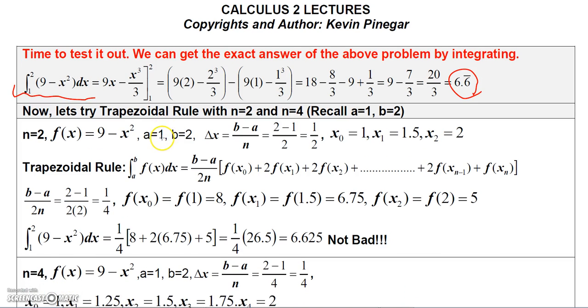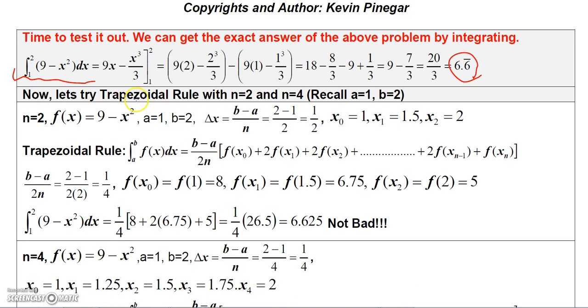Okay, but let's do the trapezoid rule with n equal 2, and then we'll also do it with n equal 4. If n equals 2, then that just means we're going to have only 2 subintervals from a equal 1 to b equal 2. So n is 2, a is 1, b is 2. Those are the endpoints, the limits of the integral. And so delta x would be b minus a over n, which would be 1/2.